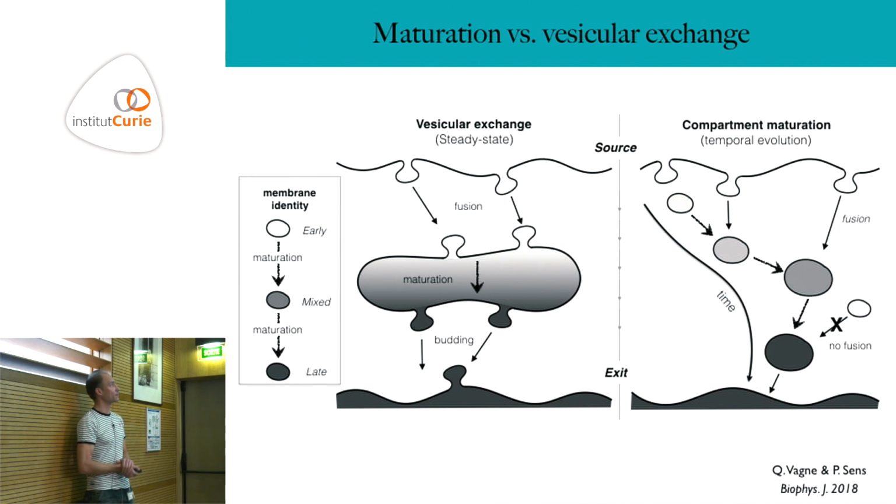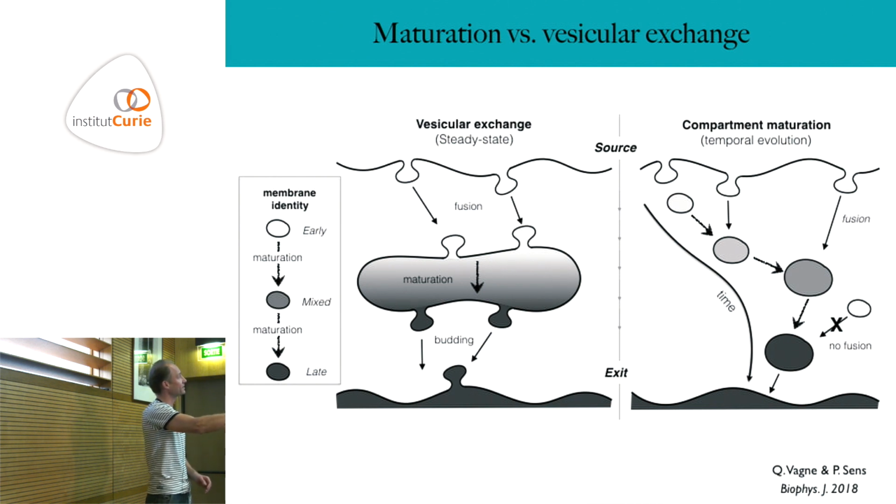Okay, so now the second little story is a story about maturation versus vesicular exchange, which is one big theme in organelle dynamics. So here let's look at a simple situation where you've got an influx of white material, which is early material. And then this white material is going to turn into a grayish material and then into black material. So this is early, mixed, and late identity.